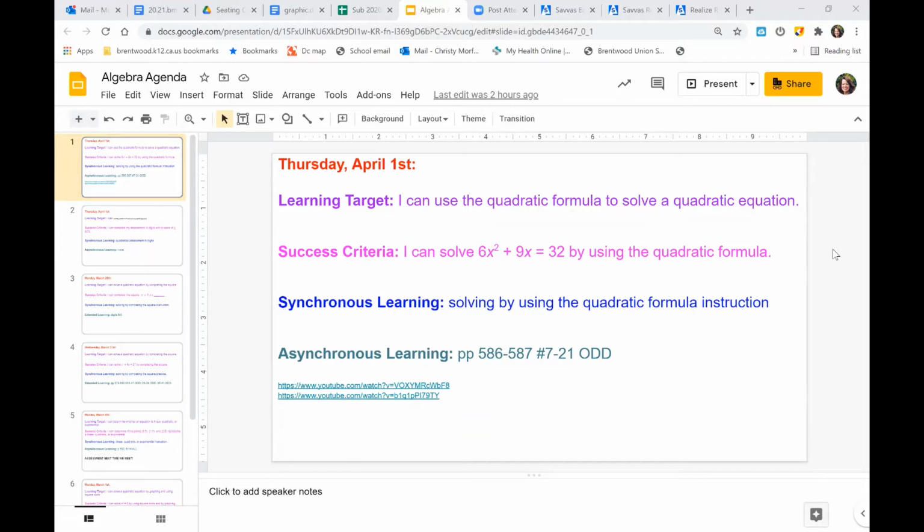I know I forgot to put the other one in yesterday, but it is there. Pages 586 to 587, 7 through 21 odd. So we have 2 videos.